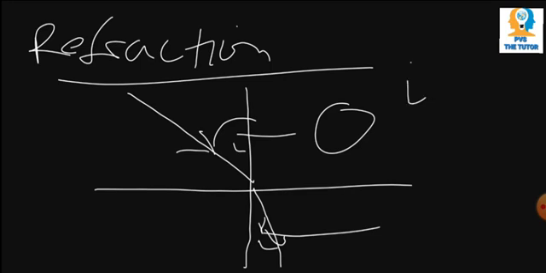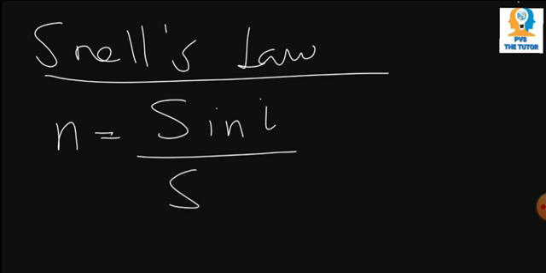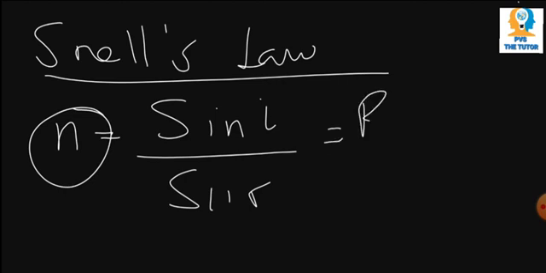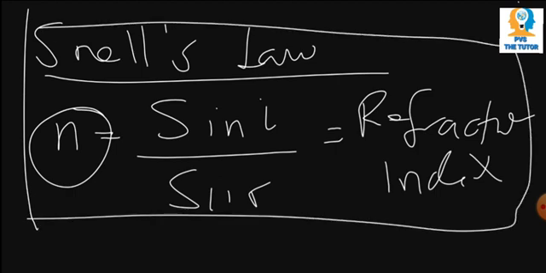Now in this case, the angle of incidence is not equal to the angle of refraction. So we'll do something to prove that. Let's look at Snell's law. Snell's law states that the ratio of the sine of the angle of incidence to the sine of the angle of refraction is always a constant. This constant is what we call the refractive index, and this is what Snell's law states. Let's look at an example.